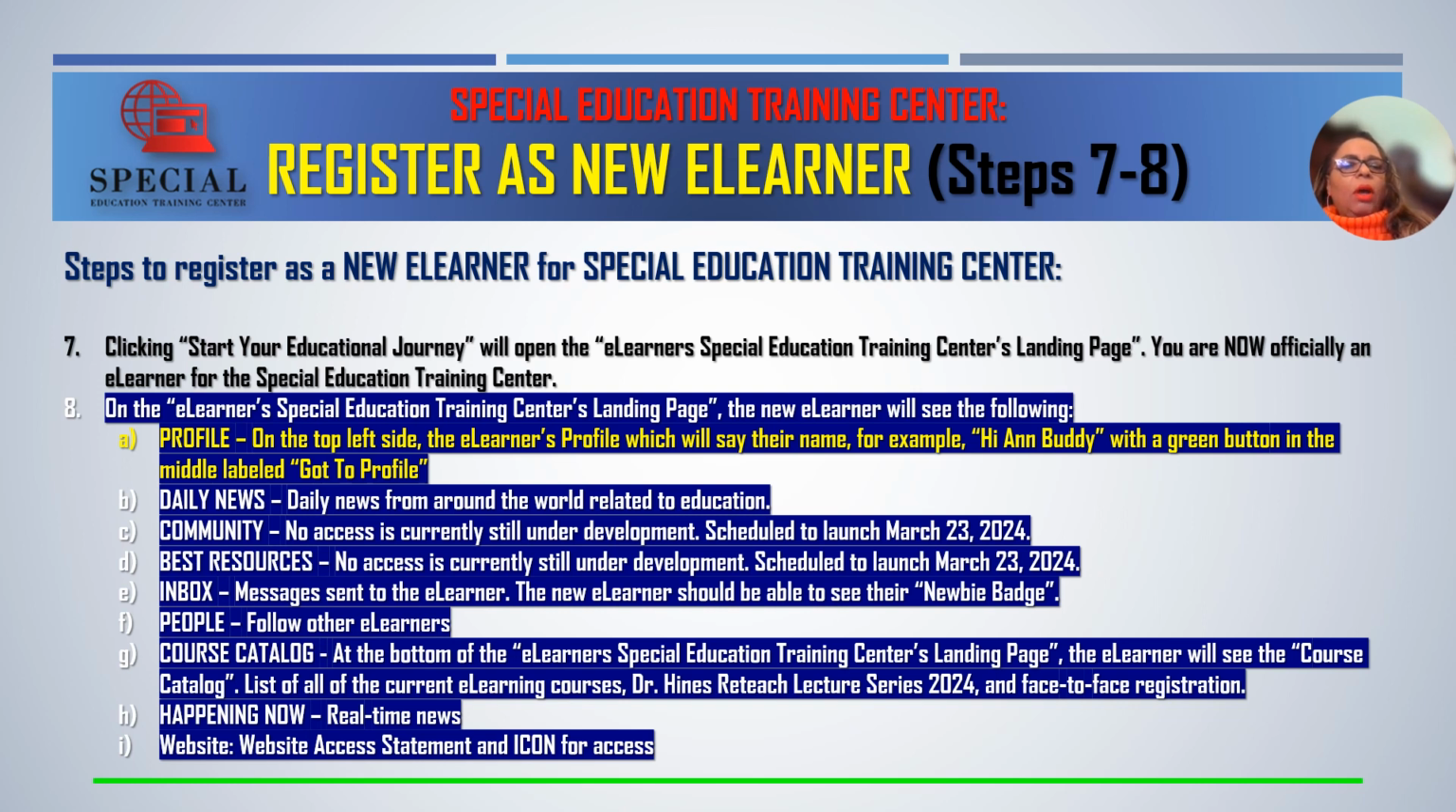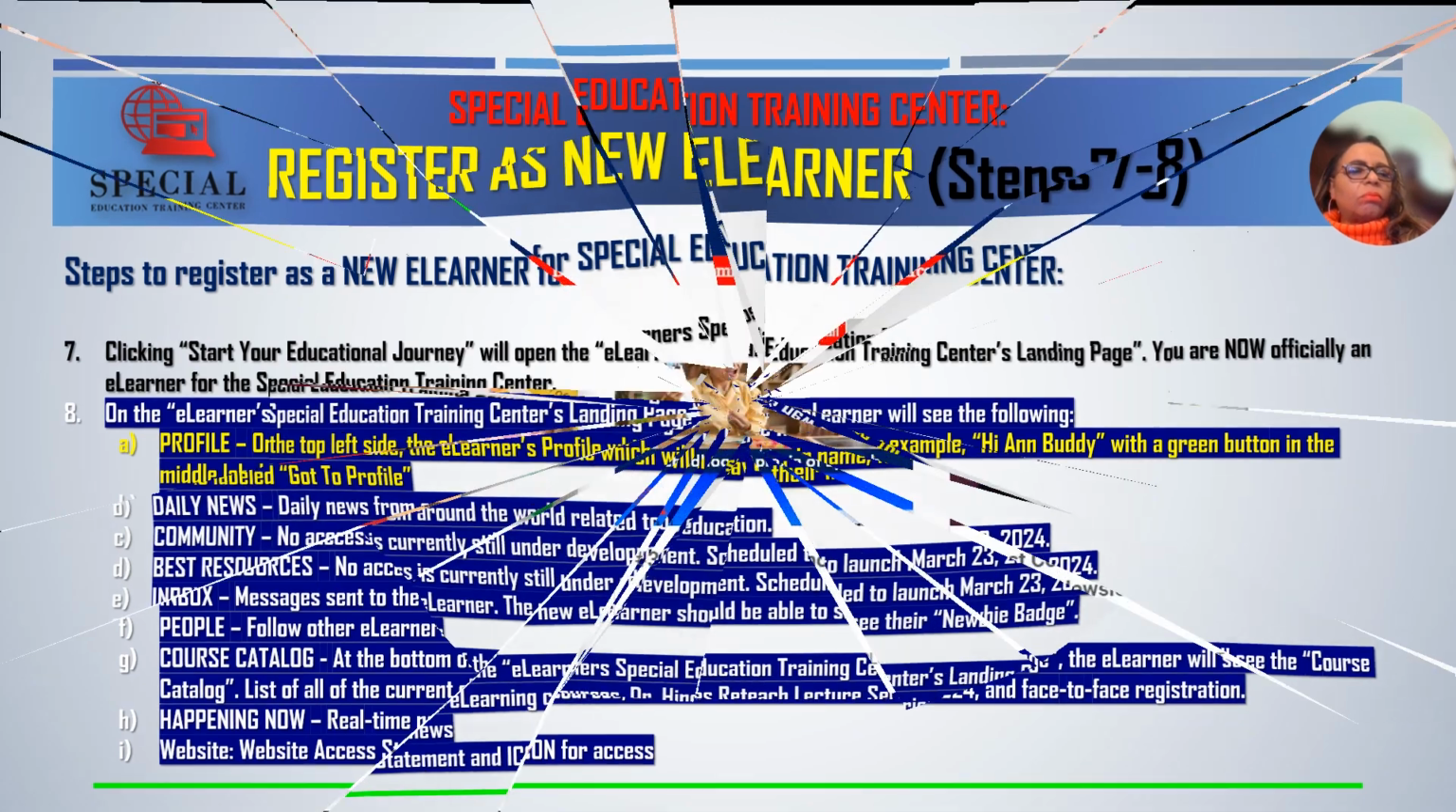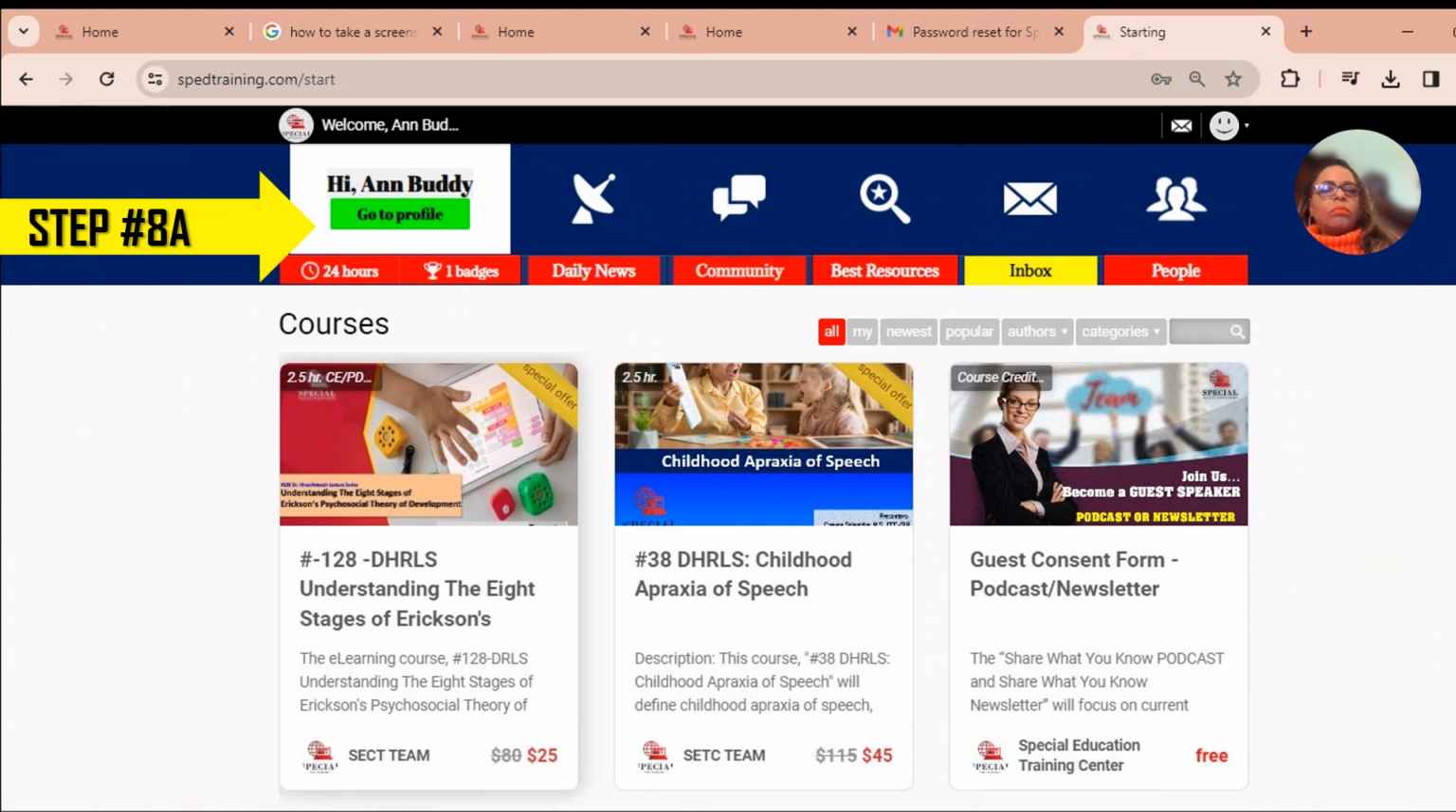The profile on the top left side, the e-learner's profile will say their name, for example, hi, and Buddy, with a green button in the middle to go to profile. And that's your landing page. When you go to profile, it will tell you how many courses you are enrolled in, how many hours you've acquired, any emails that you may have received. So you click that button and it brings you to that particular page.